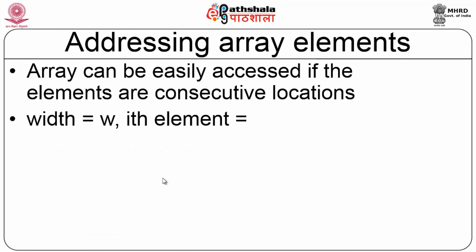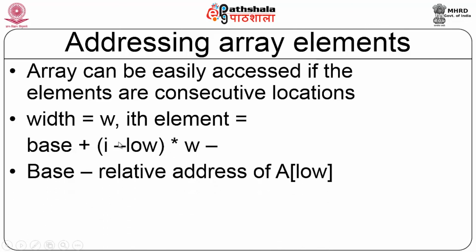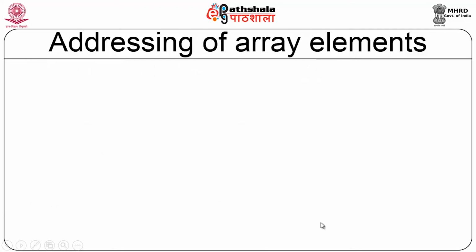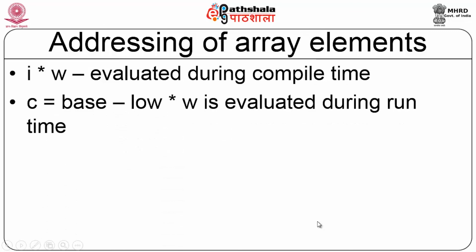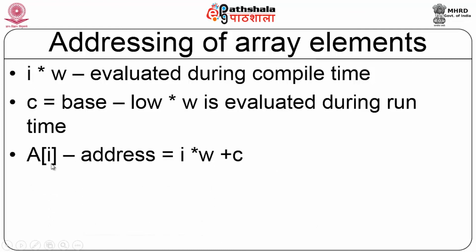So, the next one is addressing array elements. An array can be easily accessed if the elements are in consecutive locations. The width is typically called W, and the ith element is accessed using base plus (I minus low) into W, okay. Base is the relative address of A of low, and you can rearrange this as I into W plus base minus low into W. Now, this base minus low into W part is done during compile time, and this I into W is done during runtime. Okay. To compute an address A of I, we can use I into W plus C.